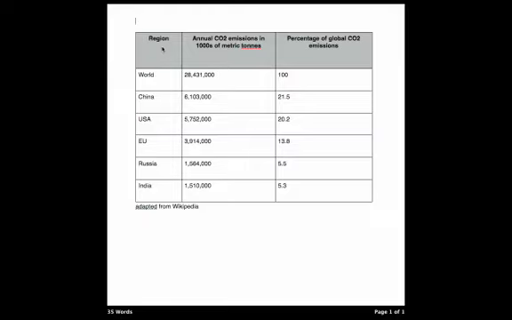One thing a lot of candidates do, they revise, learn very carefully the language of change. Now, in this table, we have annual CO2 emissions in thousands of metric tons. And we have percentage of global CO2 emissions. There isn't any change taking place here. And if you like, this is lesson number one.